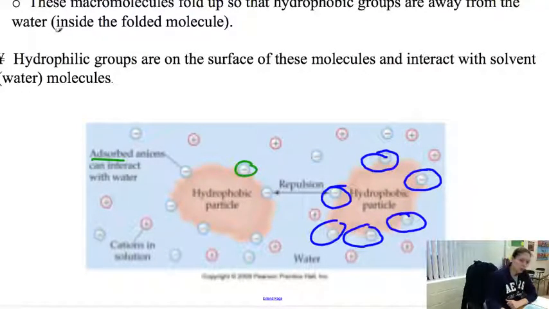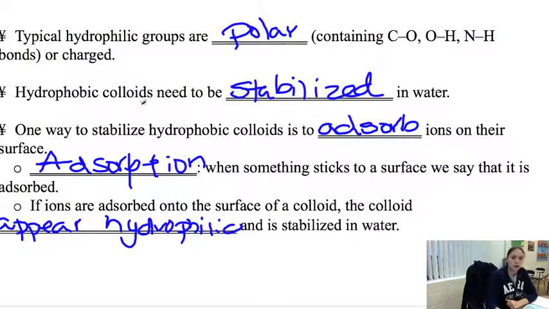Okay, what happens now is that typical hydrophilic groups are polar or charged. That would make sense because we're talking about water-loving, so you've got to be polar to like water. Okay, whereas hydrophobic colloids have to then be stabilized to stay in the water. Okay, and one way to stabilize the colloid is to adsorb, like we're talking about there, ions on their surface. And again, adsorption is when something sticks to the surface and actually gets taken inside of that particular substance.